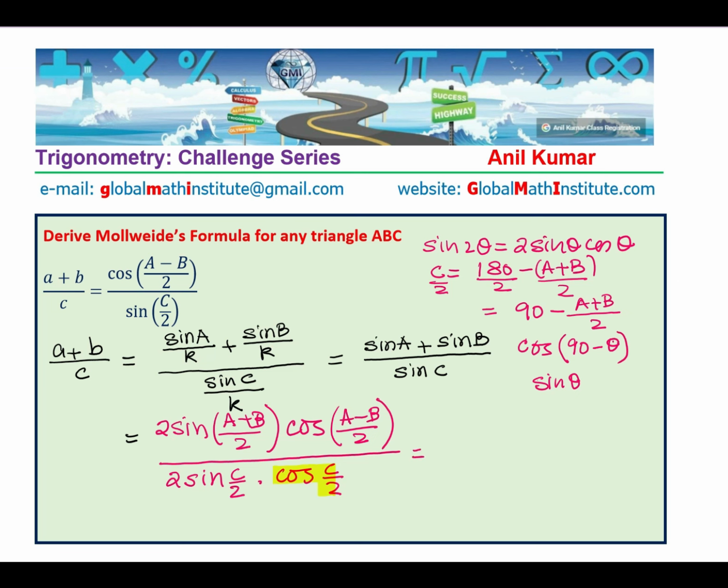Look here. In the numerator we have 2 sine of (A plus B) by 2 times cos of (A minus B) by 2. In the denominator we retain 2 sine C by 2 since we need it, but replace cos C by 2 with sine of theta, where theta is (A plus B) by 2. So we write this as sine of (A plus B) by 2. Is that clear to you?